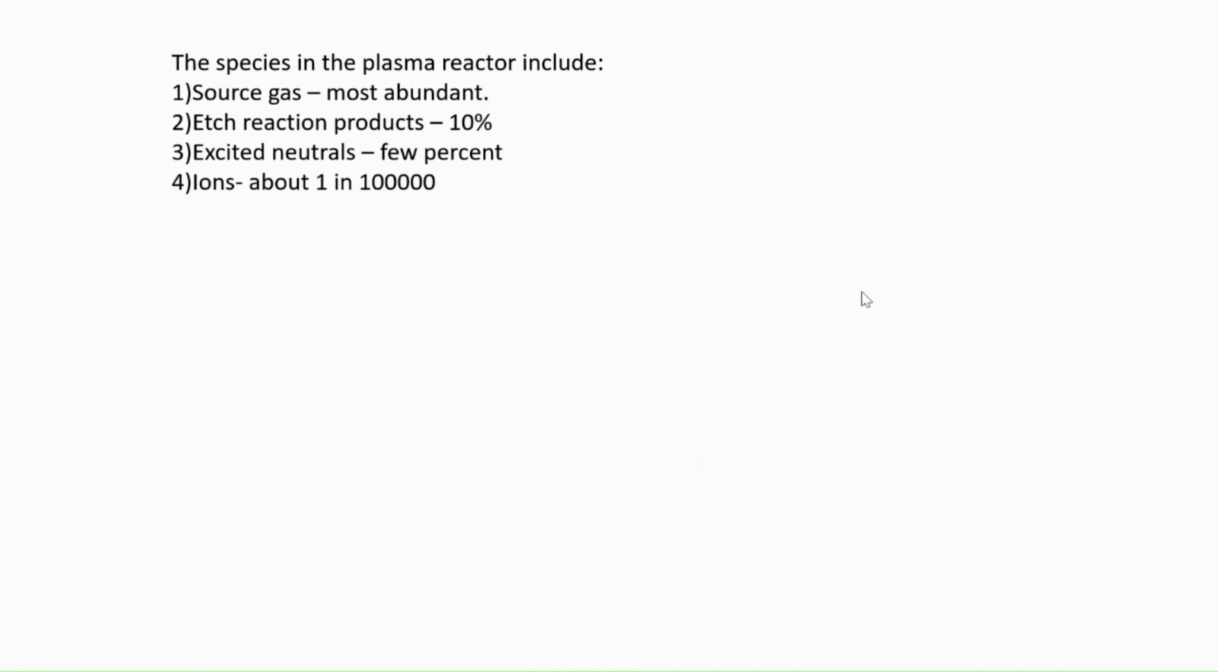So the species in the plasma reactor include the source gas, which is the most abundant, and then the etch reaction products, which come from the reaction of all the gases inside and account for about 10%. Then there are excited molecules, which are a few percent, and ions. This is the lowest amount, like one in 10 raised to 5. So that low is the ion concentration. With that low concentration itself, you can induce directionality to the structures you make. So that is just cool.